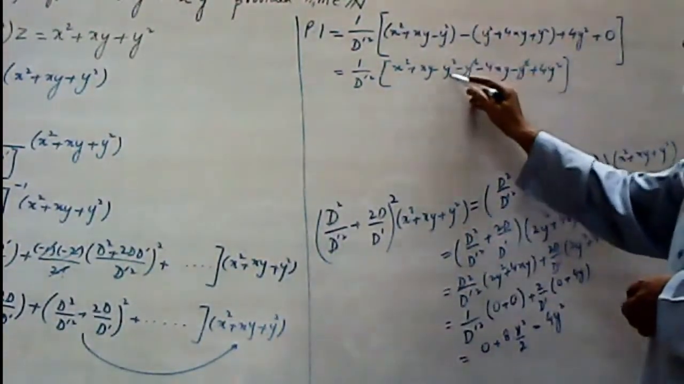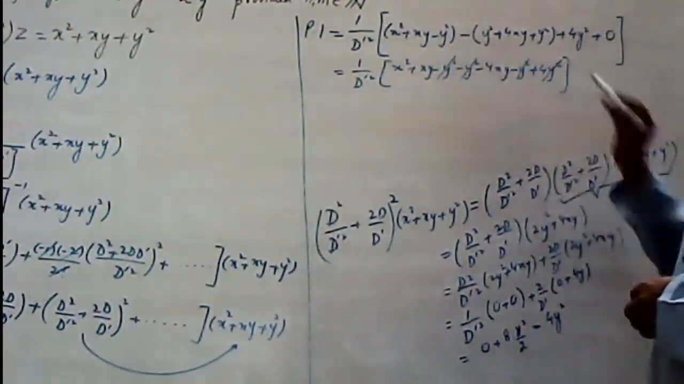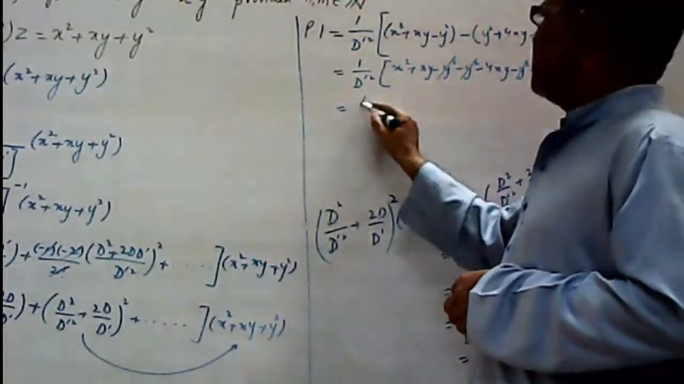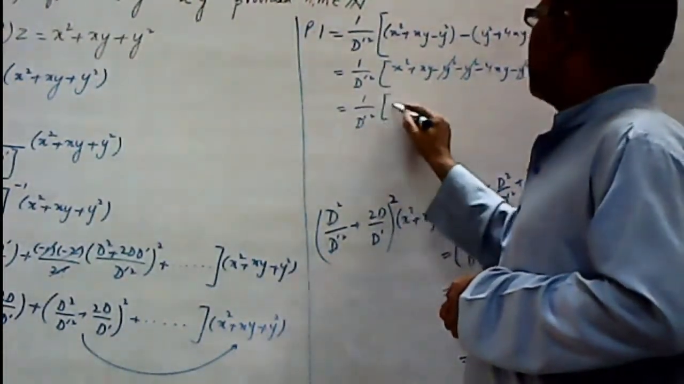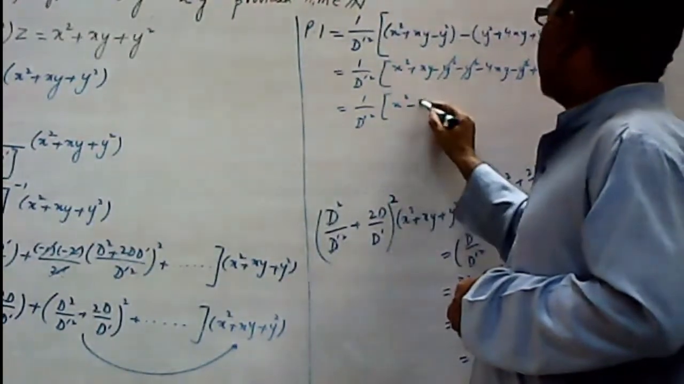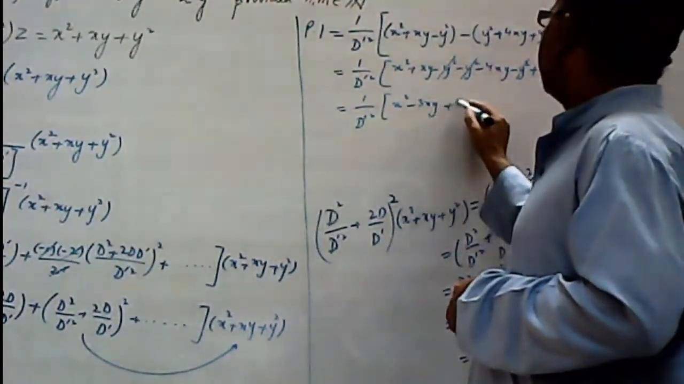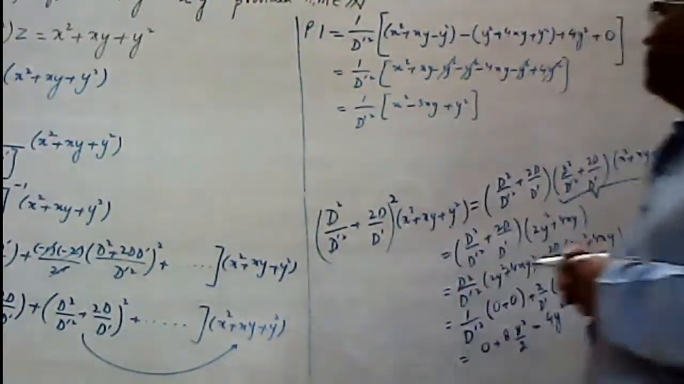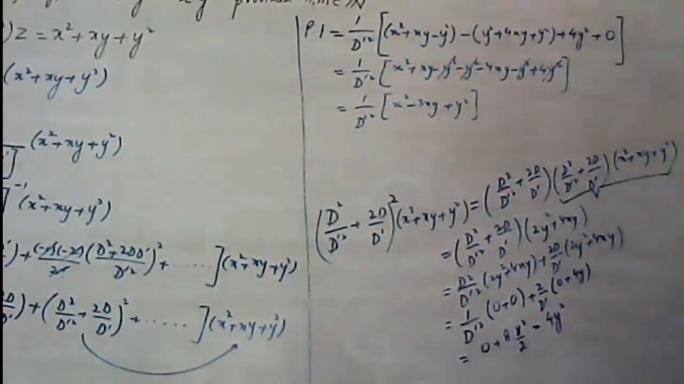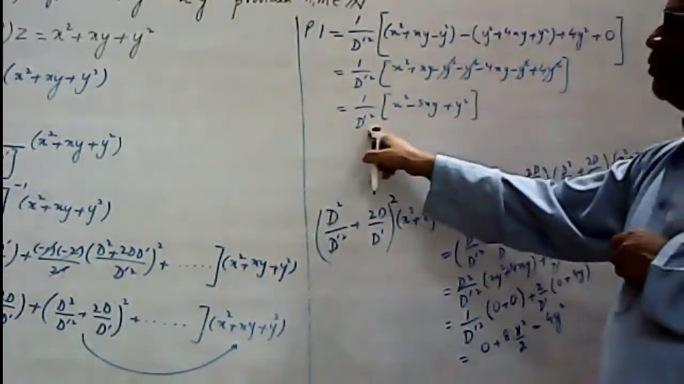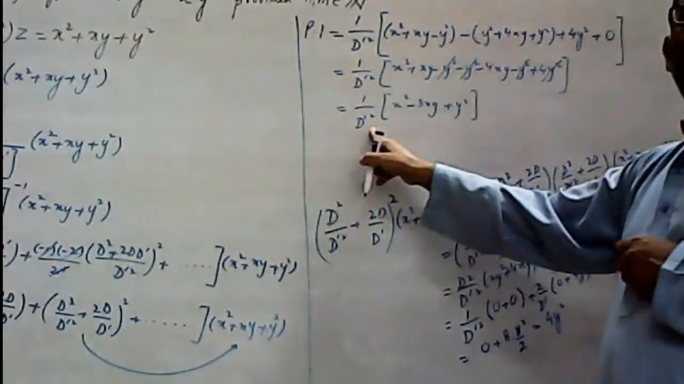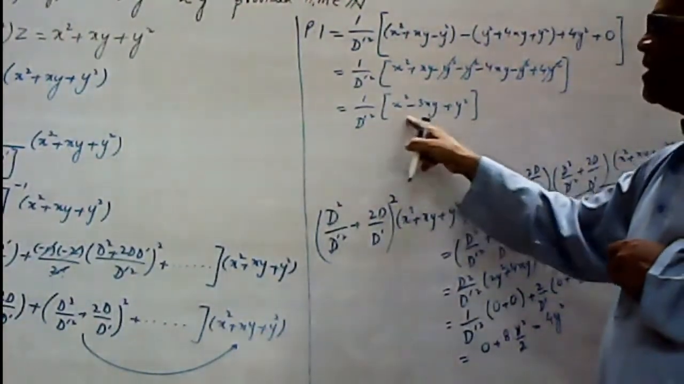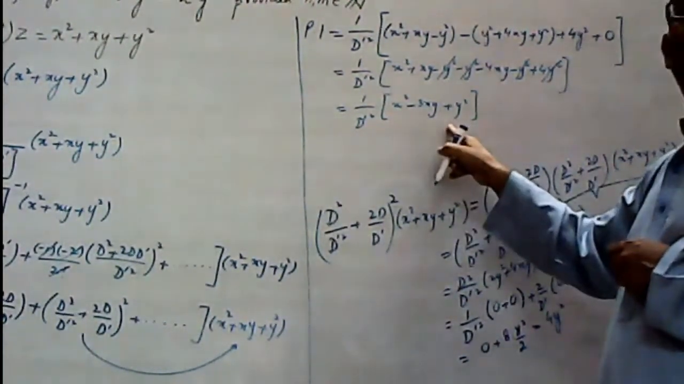y square, y square, y square and 4y square. It gives me 1 upon D dash square times x square minus 3xy plus y square. Now we have 1 upon D dash square outside. It means integrating this term twice with respect to y.